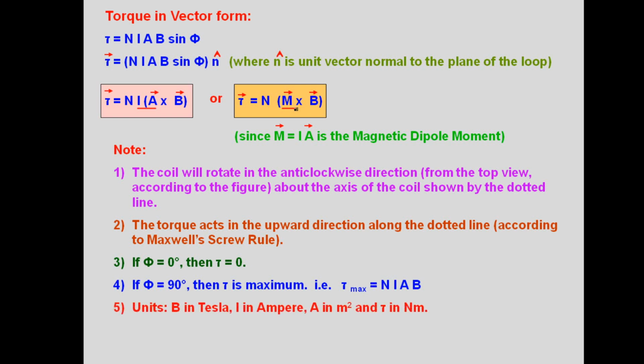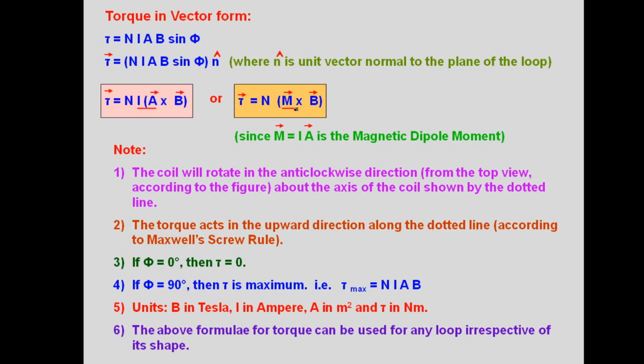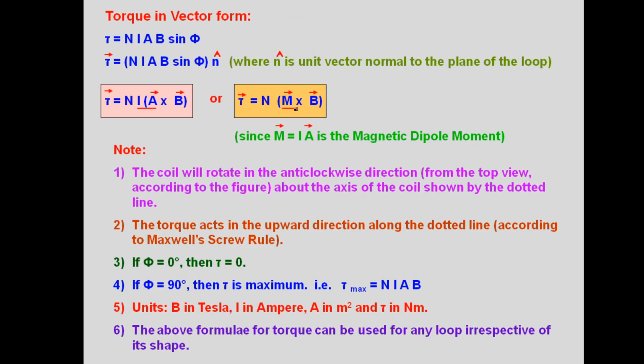Magnetic field in tesla, current in ampere, area in meter square and tau is in newton meter. Units are there, so the formula can be used to find the value of torque, and it doesn't depend on the shape of the loop. So if you have written this, we can move to the next part.